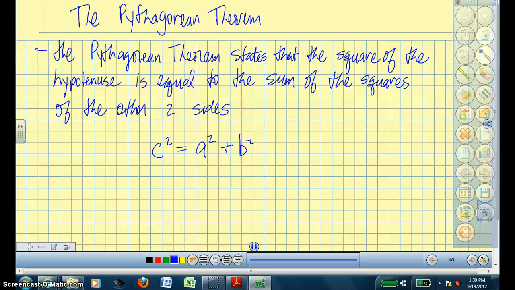Hey class, today we're going to be talking about the Pythagorean theorem. The Pythagorean theorem states that the square of the hypotenuse is equal to the sum of the squares of the other two sides. And the formula is c squared equals a squared plus b squared.